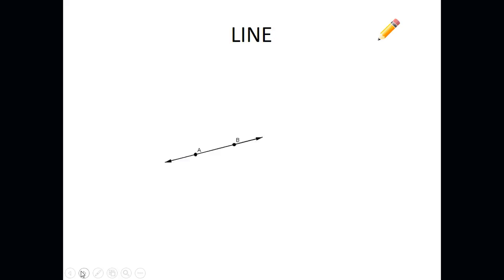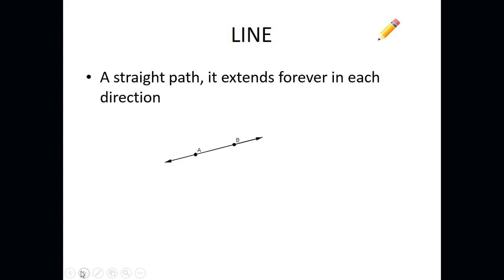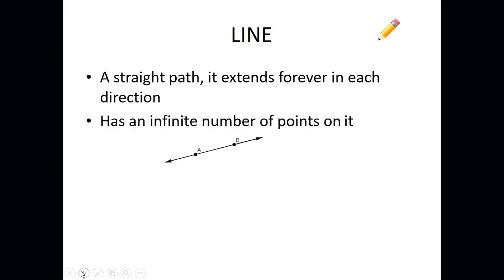Now, points are often going to be drawn on lines. So what's a line? A line is a straight path that extends forever in each direction. You see here in this picture that I have a line drawn and there are 2 points on it, A and B. A is in that exact location, B is in that exact location. Just because those are the only 2 points labeled on here doesn't mean there aren't any points that we could continue to find on this line. In fact, this line technically has an infinite number of points on it.